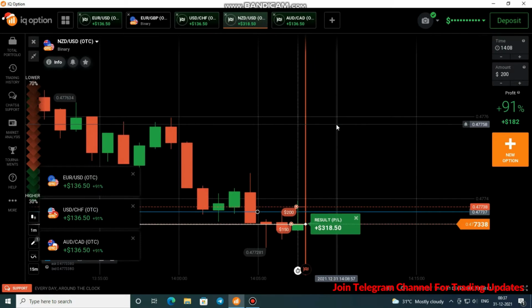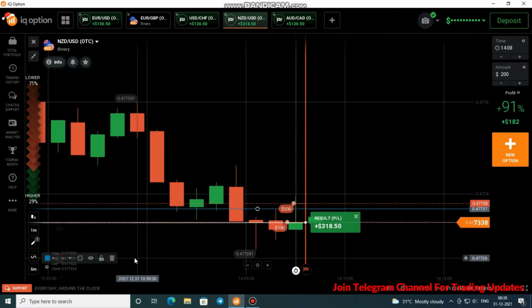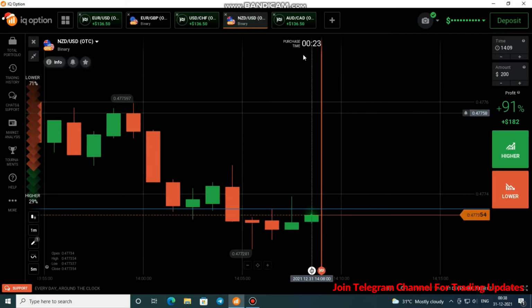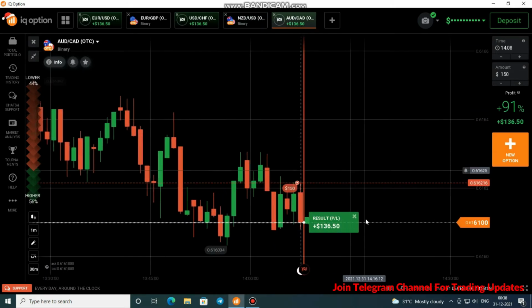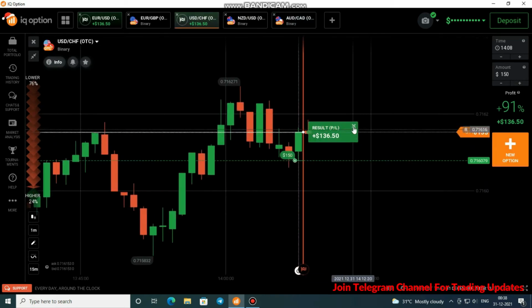Both are winning trades. All trades are winning trades, and I will place one more trade if I get an opportunity, and after that I will stop. Then I will give you a clear explanation of all of these trades.